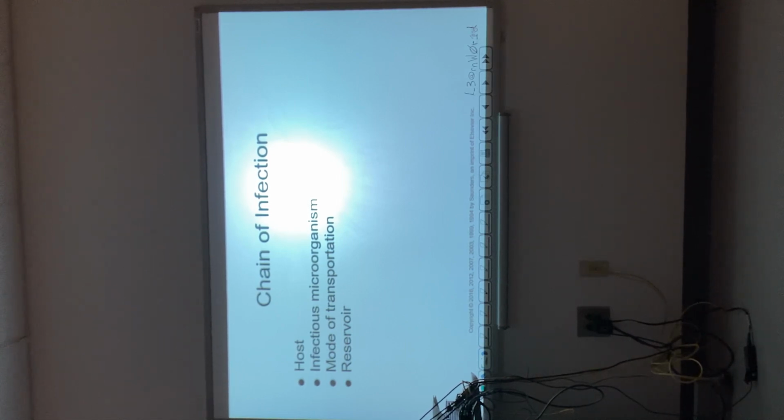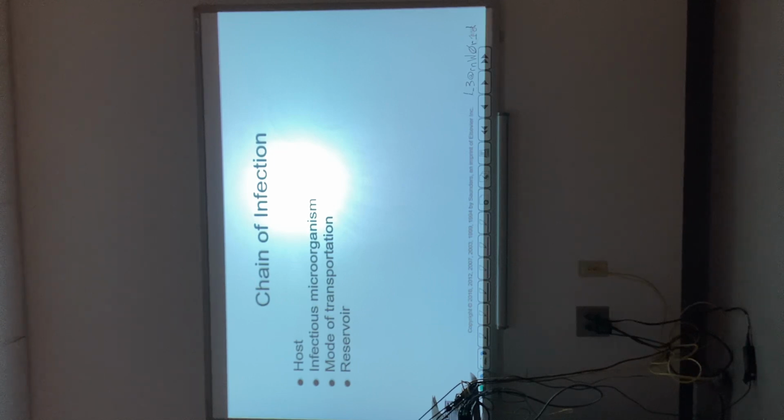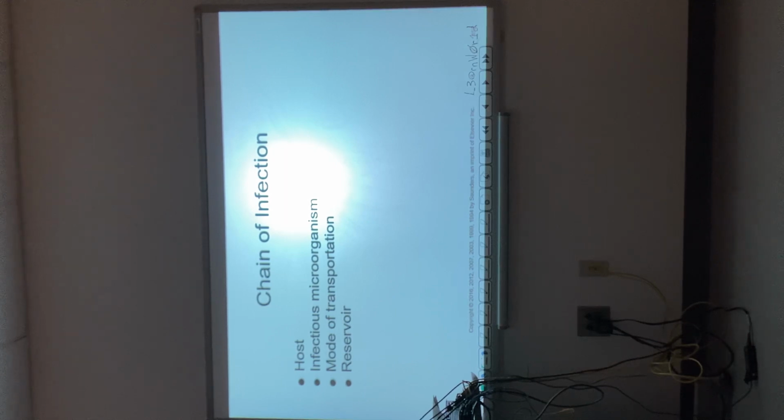The infectious microorganism, so what type of pathogen specifically are we dealing with? The mode of transportation, and we'll talk about that coming up, because the mode is how we want to be aware and protect ourselves with potential PPEs, depending on what's going on. And then the reservoir, all right? And again, the reservoir is the source of the infection. Some common routes for disease transmission I have on the next slide.